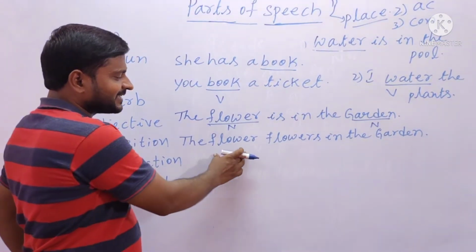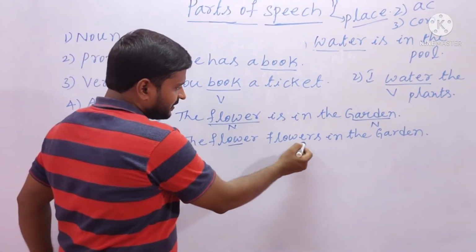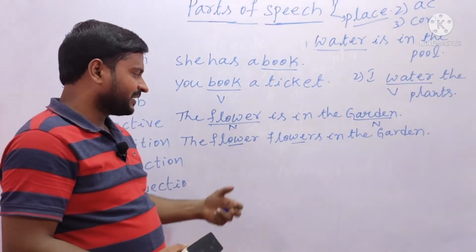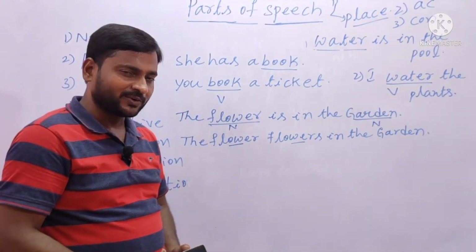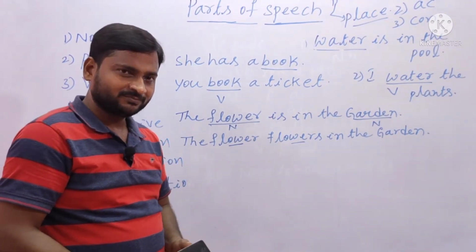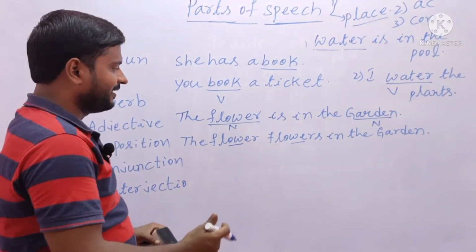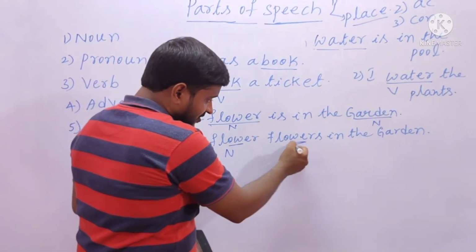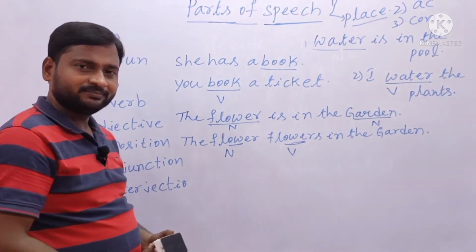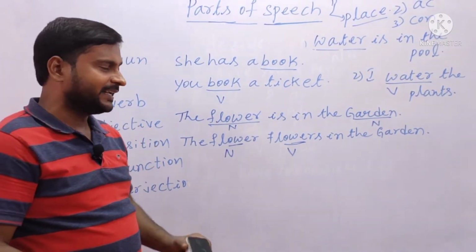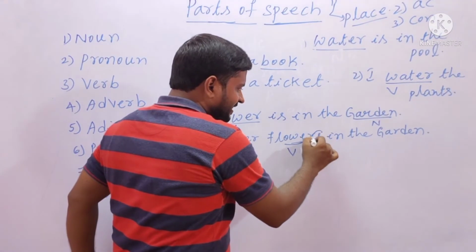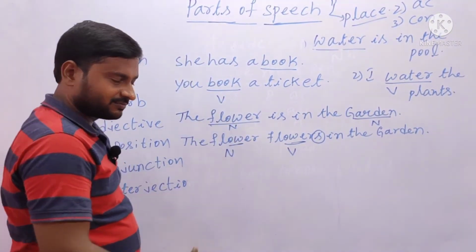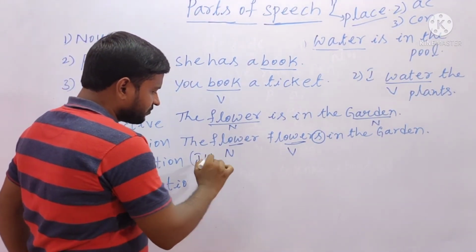But in the second example, we have flower, flowers. Some of you feel that it is a singular, it is a plural. But that is absolutely wrong. You never think like so. I mean flower is a noun, flowers is a verb. In this case, we have to apply S/ES to the main verb because it is a third person singular flower.